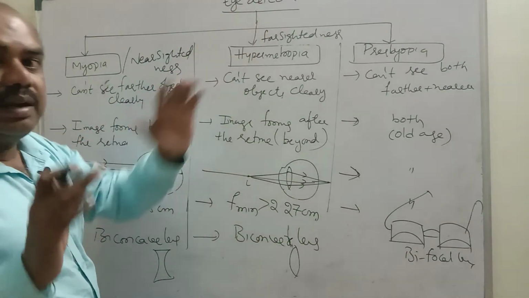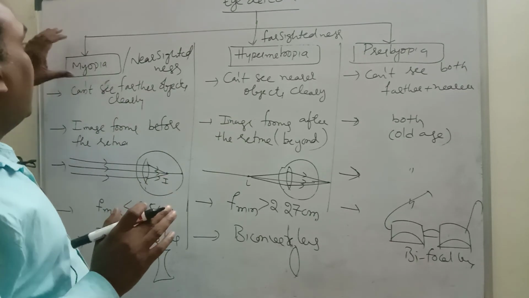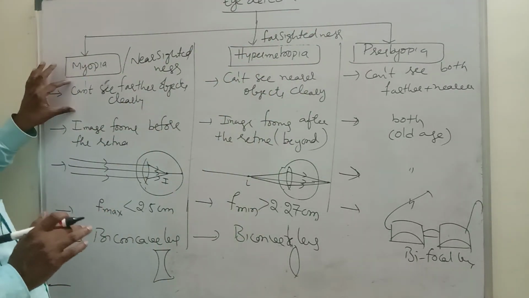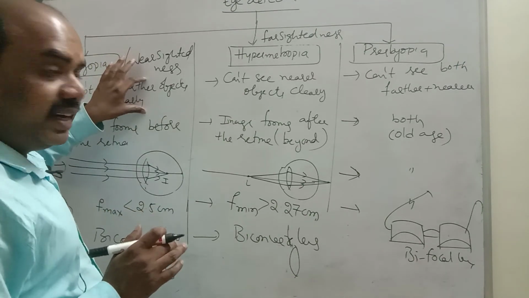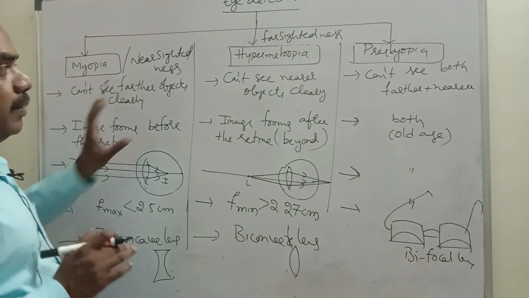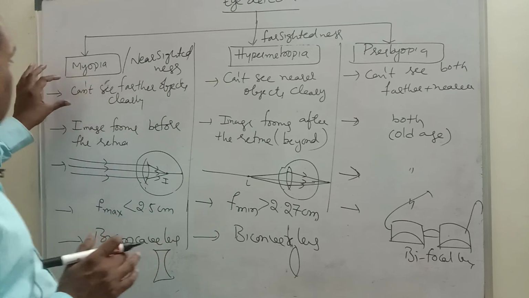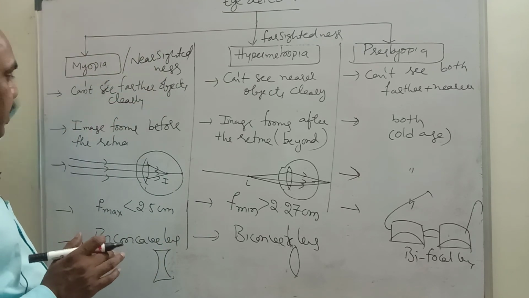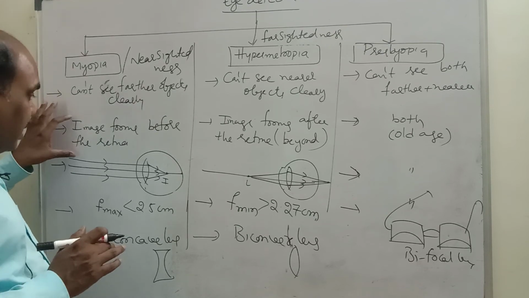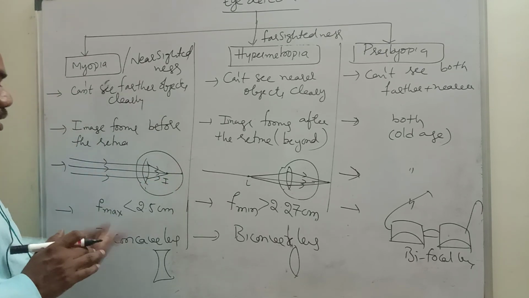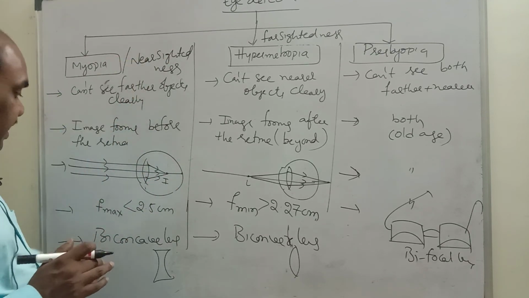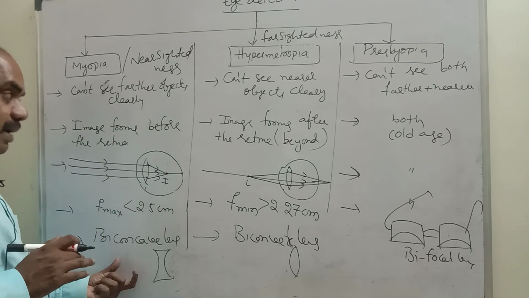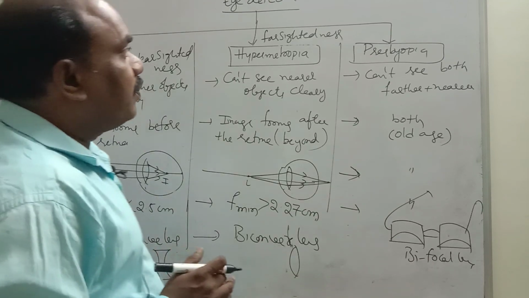Once again, eye defects are mainly classified into three types: myopia, hypermetropia, presbyopia. Myopia means the person who cannot see farther objects clearly but can see nearer objects clearly. For myopia patients, the image forms before the retina. So this defect is also called nearsightedness. Their maximum focal length is less than 2.5. By using a biconcave lens, we can correct myopia.